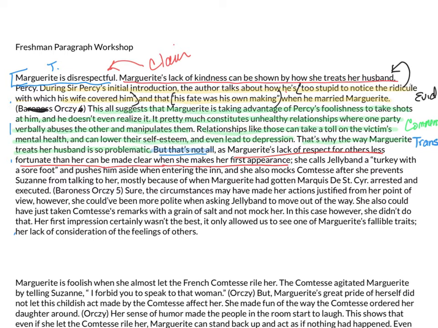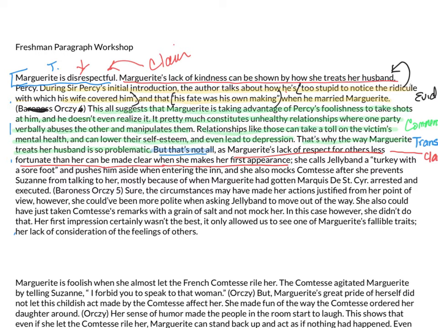Marguerite's lack of respect for others less fortunate than her can be made clear when she makes her first appearance. Well, is that another claim? Let's check it. Is it an opinion? Yeah, that she's mean to people of lower social classes. That is an opinion. Is it a reasonable opinion based off the reading? Well, yeah, she kind of does treat people a little meanly. Does it fit under the topic sentence that she is disrespectful? Yes. So this claim does in fact fit.